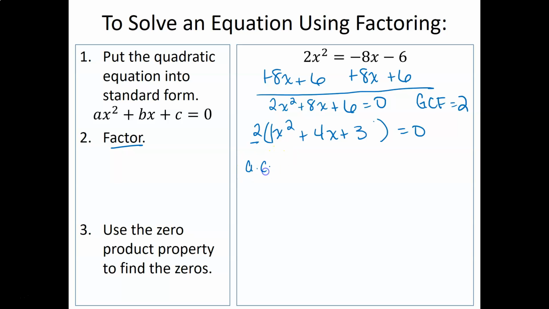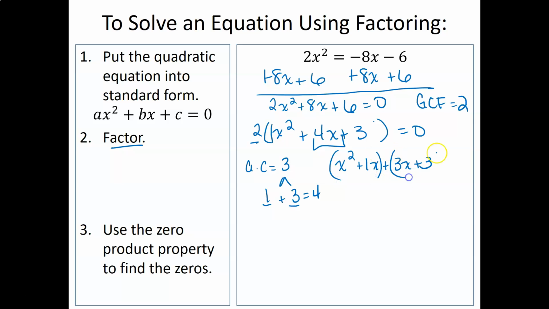I'm looking for two things that multiply to be a times c, 1 times 3 is 3, and add to be 4. Well, the only thing that multiplies to be 3 is 1 and 3, and 1 plus 3 is 4, so those are my replacement terms there. So this becomes x squared plus 1x plus 3x plus 3. Remember, I just replaced my b term, the 1x squared came down, the 3 came down. I'm ready to factor now.